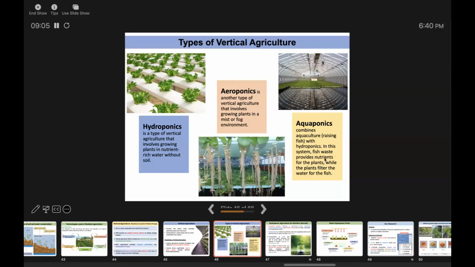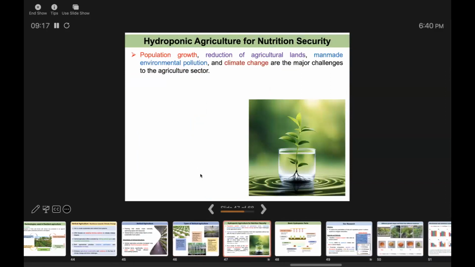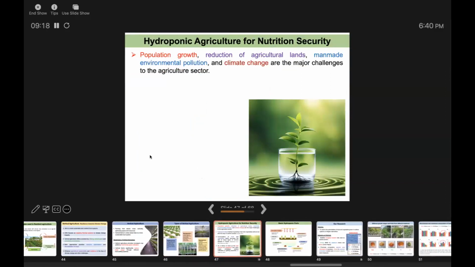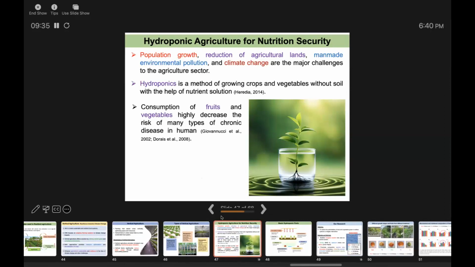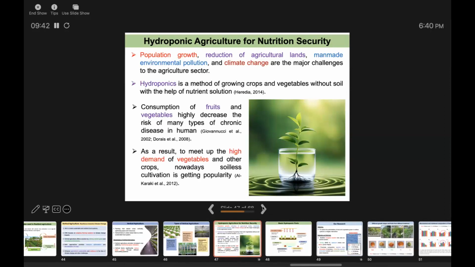So I will focus on the hydroponic system. I already discussed the population growth and the reduction of agricultural lands. And consumption of fruits and vegetables highly decreases the risks of many types of chronic disease in humans. So we also have to think about nutrient security. If we grow crops or vegetables in the hydroponic system, we can also manipulate the nutrient composition of the plants or plant products.